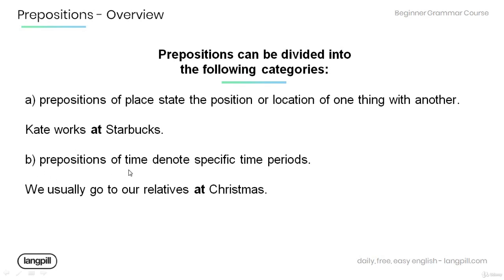B. Prepositions of time denote specific time periods. For example, we usually go to our relatives at Christmas. Christmas is a specific time period, and at is used to denote this time period.